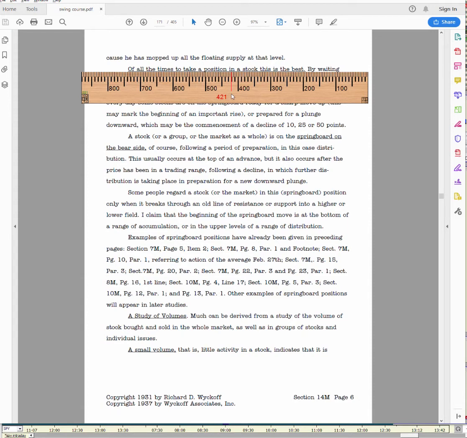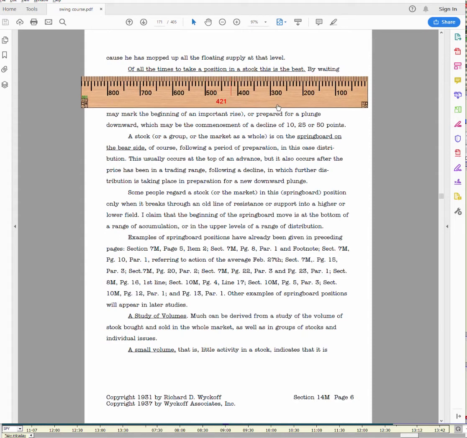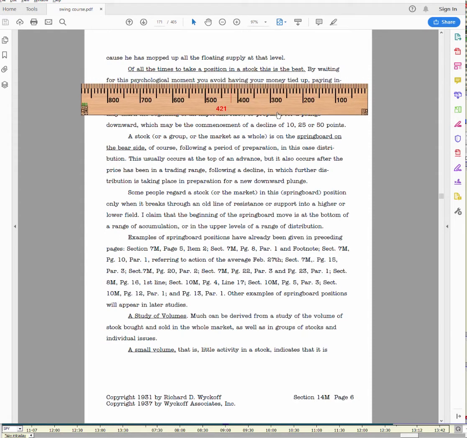When is the best time to take a position? It's when it's on a springboard. And I'm going to be covering many examples of that. I think I've covered at least two in prior studies, but I'll keep on going over it.